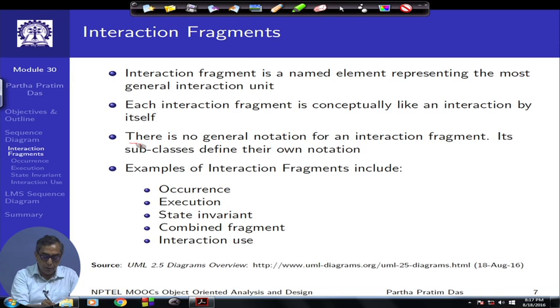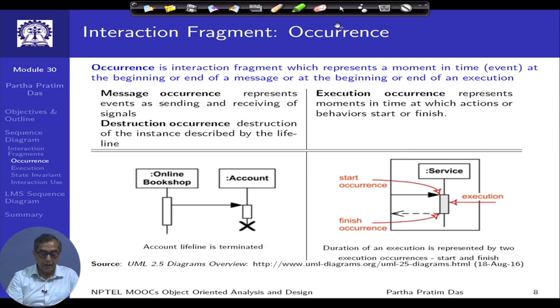As such, there is no general notation for interaction fragment. There are different kinds of fragments, and each fragment has some implicit notation of its own. These are the common types of fragments. We will now take a look into what these interaction fragments mean. The first is the interaction fragment of occurrence.